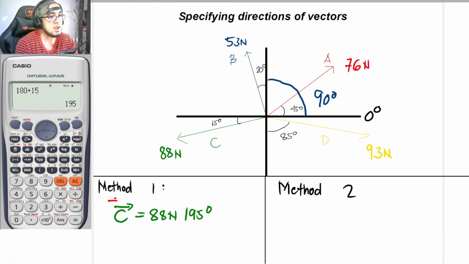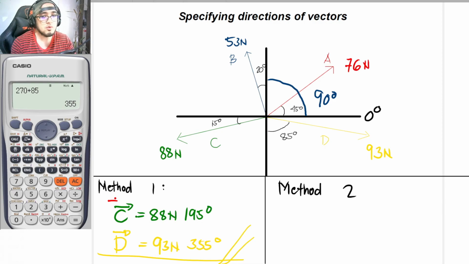And as for D, it will be up to you how you will be solving it. In my case, I would just be measuring from this point up until this point. That is 270 degrees plus 85 degrees. So 270 plus 85, easy peasy lemon squeezy. So this is 93 newtons, 355 degrees. This is for your method 1.